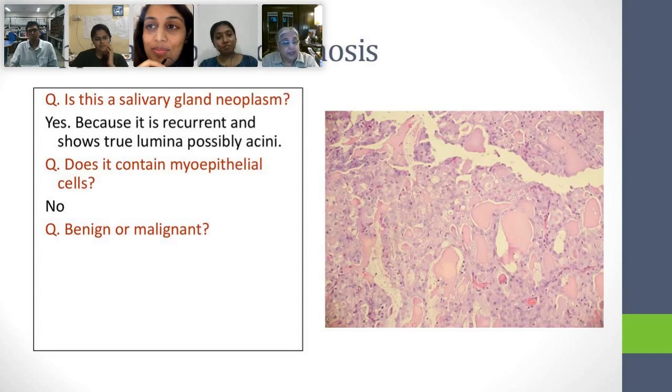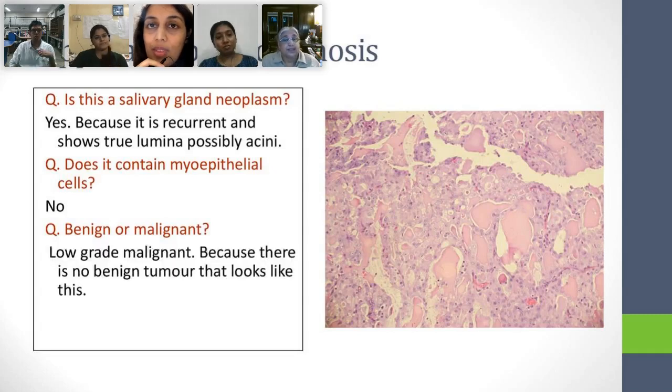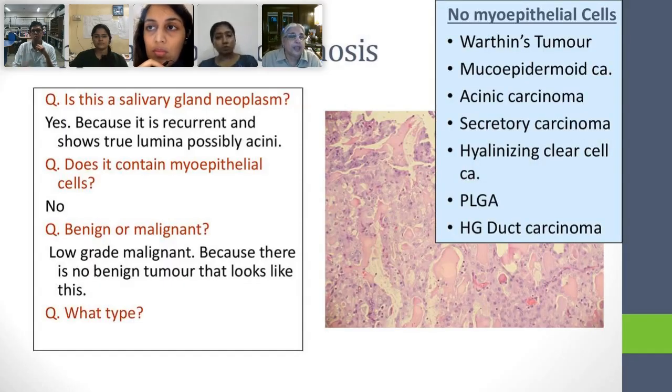But it's simple. This cannot be benign, because there is no benign tumor. You know all the benign tumors. Yeah, pleomorphic adenoma, or a Warthin tumor, which this is not. So what are all the benign tumors you know in the salivary glands? There are very few, and this doesn't look like any one of them. So it should be a low-grade malignant tumor. And next comes what type.